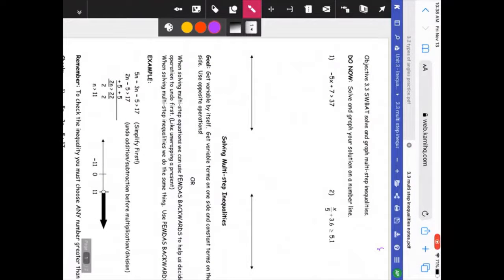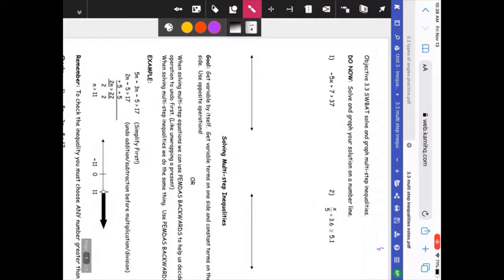Alrighty, hi everybody. Today we're going to talk about Objective 3.3, which is about solving and graphing multi-step inequalities. Multi-step inequalities are pretty much the same as multi-step equations, except we're going to have to graph them on a number line, exactly the same as the two-step inequalities and the one-step inequalities. So let's take a look at the do now.